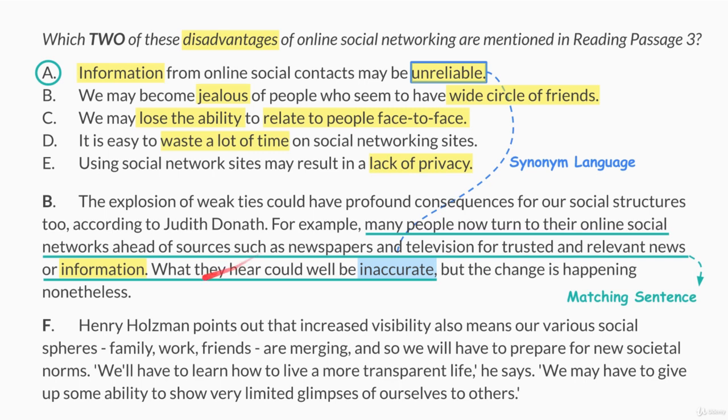Now let's move on to the next paragraph. Again, I'm looking for language related to disadvantage. First, I want to find the area where it talks about a disadvantage. I want to locate that area first, and after I have located that area, then I'm going to be scanning for the keywords from my answer choices. So let's see if it talks about some sort of a disadvantage in this paragraph.